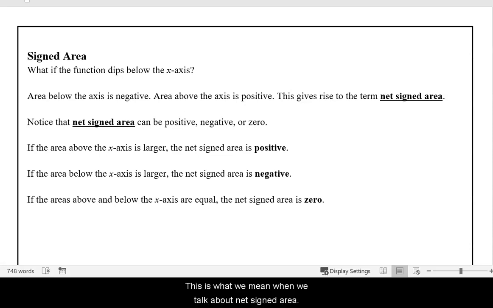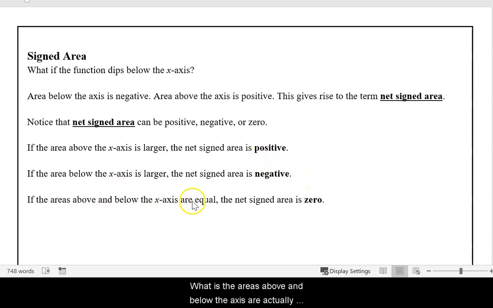This is what we mean when we talk about net signed area. Net signed area could end up being a positive number, a negative number, or even 0. If the area of your function over the closed interval above the x-axis is larger than the area below the x-axis, then your net signed area will end up positive. On the other hand, if you have more area under the x-axis than over the x-axis, your net signed area will be negative.